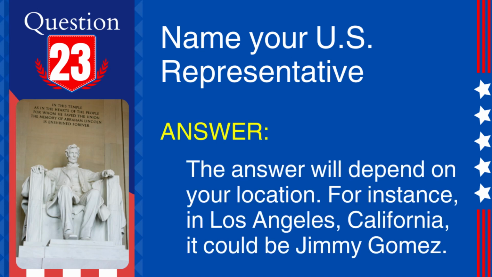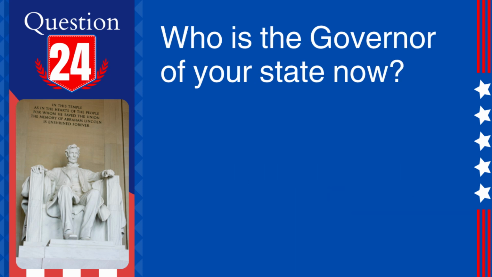Answer. Asterisk. The answer will depend on your location. For instance, in Los Angeles, California, it could be Jimmy Gomez. Explanation. U.S. representatives are elected to represent specific congressional districts within their states, so the specific representative depends on the voter's district.